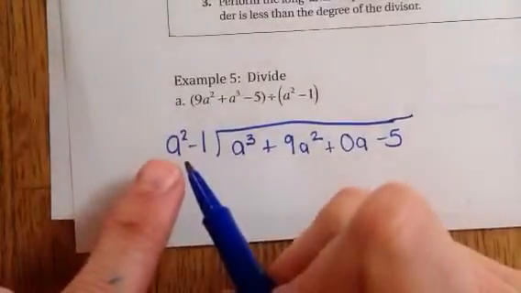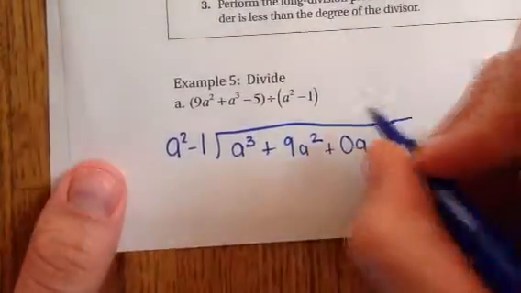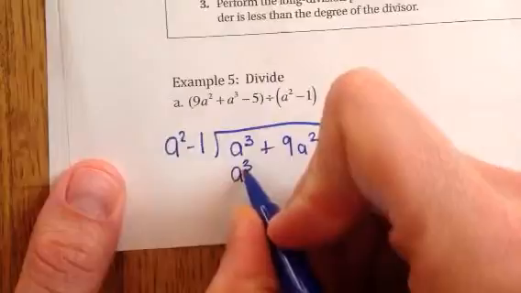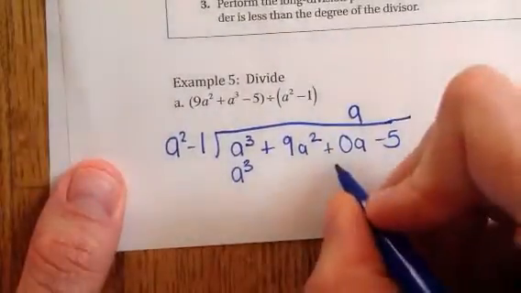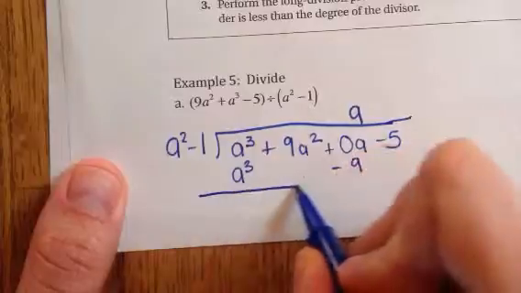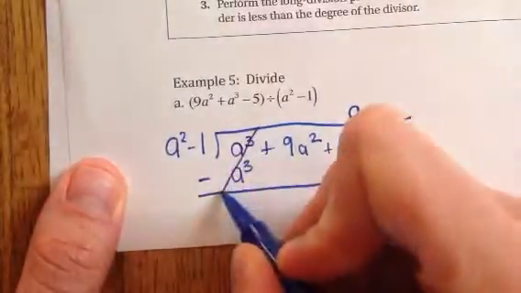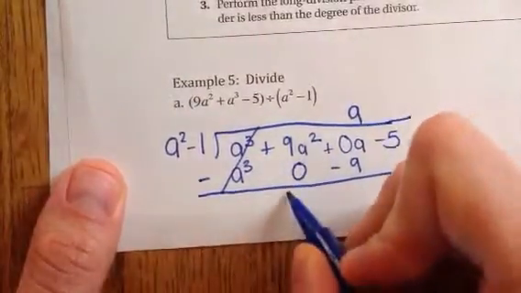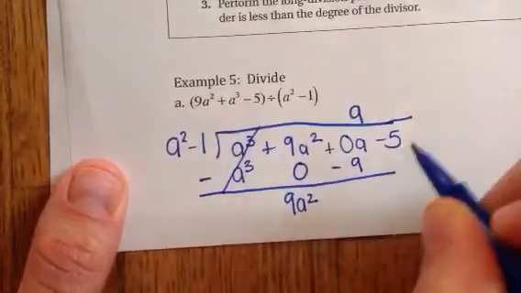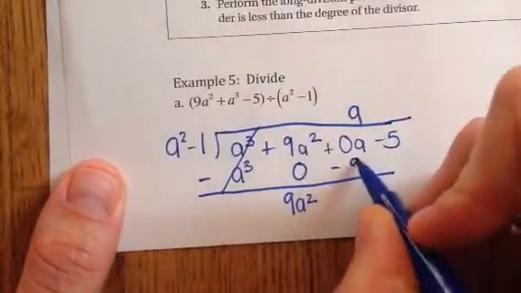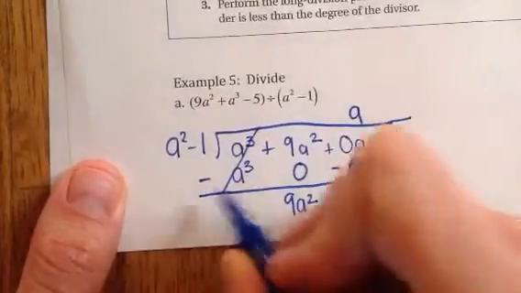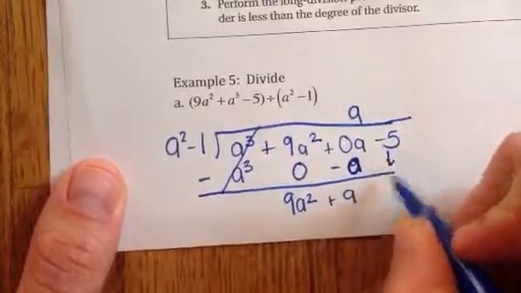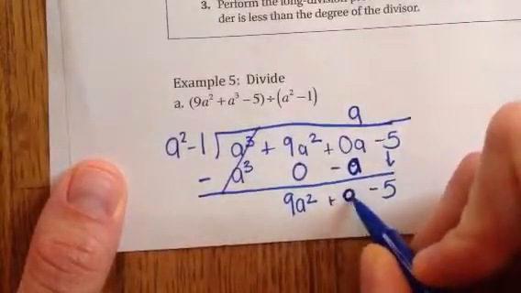So you have to ask yourself, what times a squared can make a cubed? And that's a. So I'm aligning with my a's. A times a squared would be a cubed, and a times negative 1 would be negative a. So now I draw this, I subtract, the a cubes go away. Then here I have 9a squared minus nothing, so 0, so I'm left with 9a squared. And I have 0a minus an a, a negative a, and so two negatives make a positive, so 0 plus a would give me a. And I'm going to bring down my next term because it looked like we skipped terms as we went.